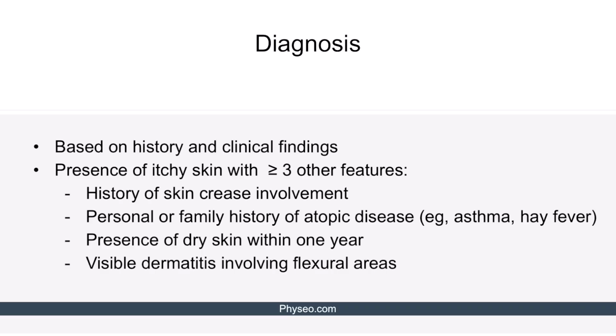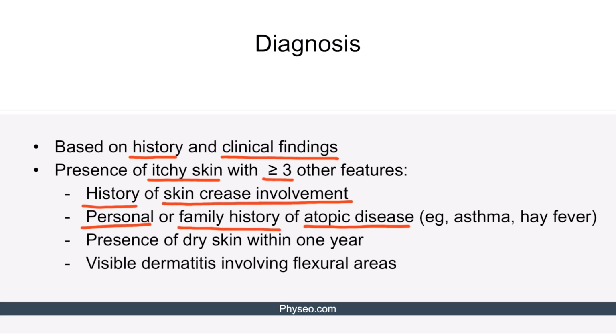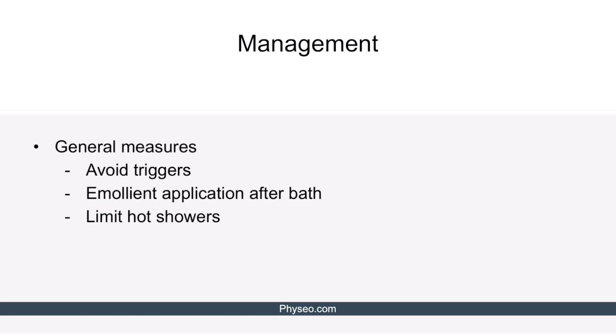Diagnosis of atopic dermatitis is based on history and clinical findings, and the diagnosis is suggested by the presence of itchy skin along with 3 or more of the following features: history of skin crease involvement, personal or family history of atopic disease like asthma or hay fever, presence of dry skin within 1 year, and visible dermatitis involving the flexural areas. Management of atopic dermatitis is aimed at prevention and treatment.